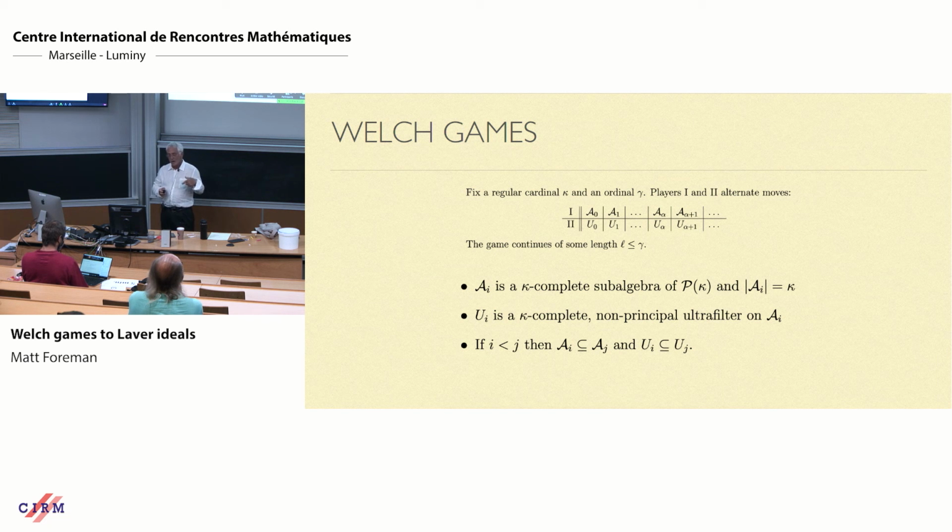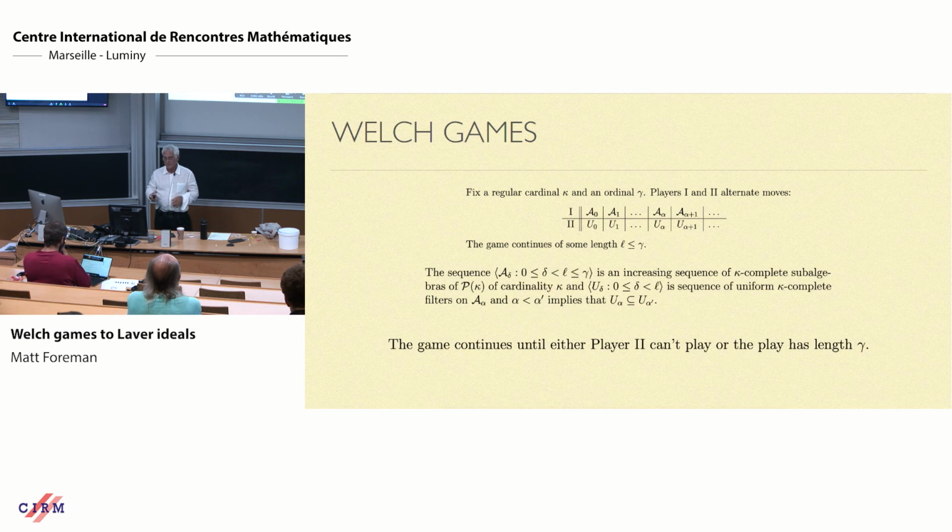And U_i, so player 2 plays U_i, which is a kappa-complete non-principal ultrafilter on A_i. And the requirement is that these cohere. So if A_i is a subset of A_j, and player 2 has to play an increasing sequence of ultrafilters over the A_i. So the A algebras increase and the ultrafilters increase.